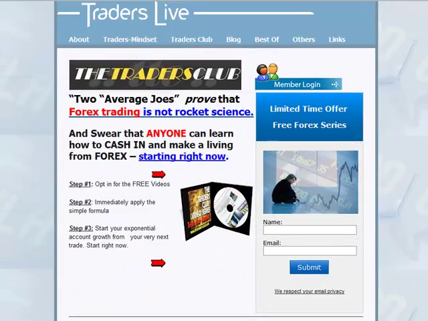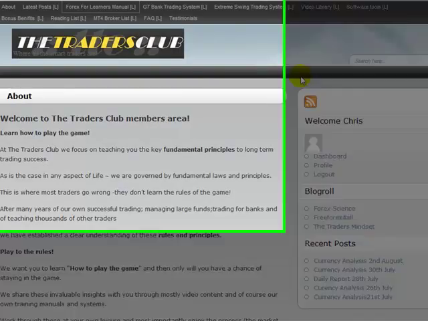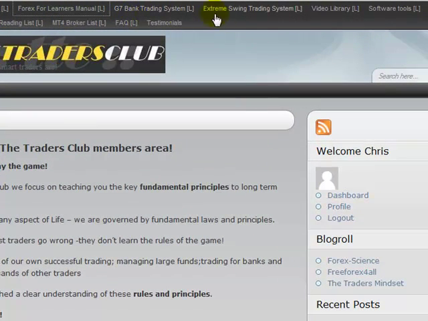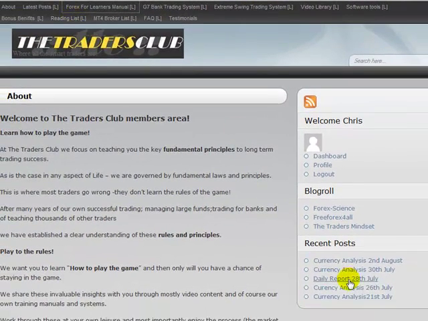All right, so here's the member page itself. You arrive here and you have a whole lot of links at the top here. These are all links to different components of the club membership, and you have some links down the side to get to the recent posts and things like that. All right, so let's have a look at some of them.